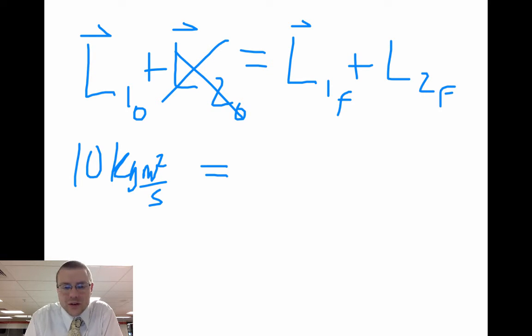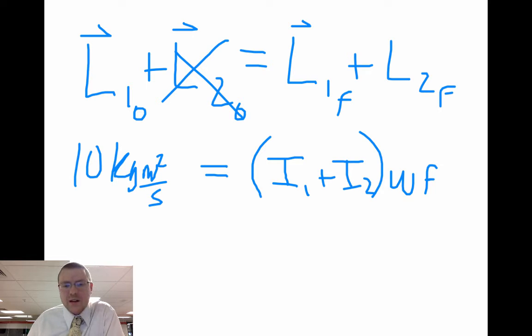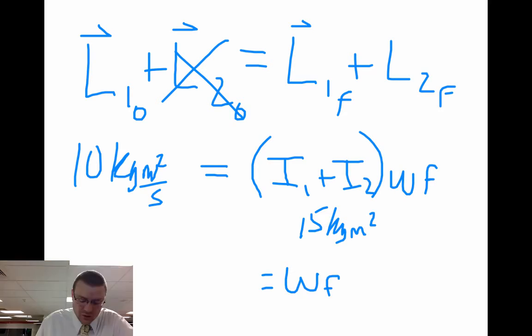Well, to find the momentum of the system afterwards, I'm going to add my 2 moments because the 2 wheels now are spinning as one, and solve for omega f. So my 2 moments here were 5 kilogram meters squared and 10 kilogram meters squared. So this is 15 kilograms meters squared. So if I want to solve for the final omega of the collision, I divide that over, and omega f will equal 0.67 radians per second.